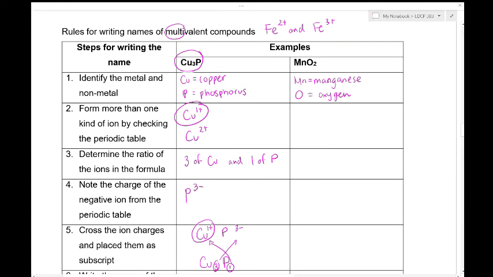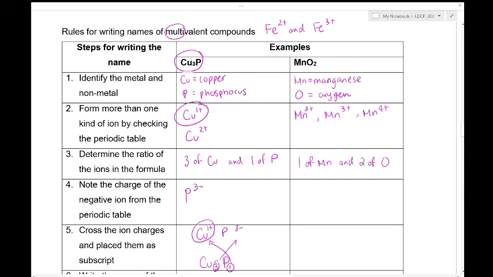Now, step 2 tells us to write down different types of ions for any of these elements. Looking at this, Mn has 2 plus, Mn also has 3 plus, and Mn also has 4 plus. So in this case, there are 3 possibilities. Step 3 tells us to determine the ratio of the formula. That means that there is 1 Mn and 2 O.